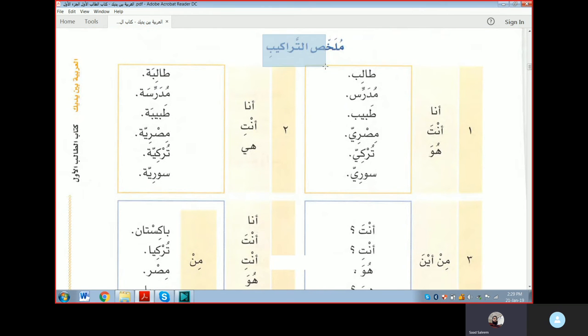ملخص التراكيب. Ù…Ù„Ø®Øµ means summary of the structures that you have learned so far. Read like this: أنا طالبٌ, I am a student. أنا مدرسٌ, I am a teacher. أنا طبيبٌ, I am a doctor.